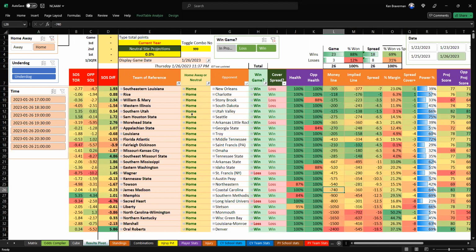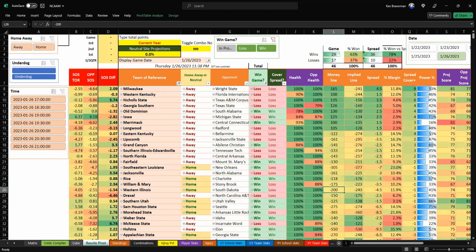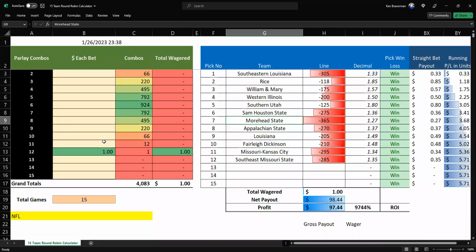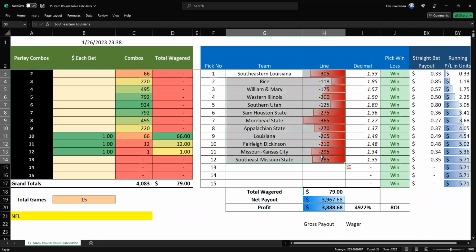All right. So good luck, everybody, and may all of your picks be home team positive value pick line picks that all win, and you end up with $3,000 from 70. I mean, come on, 4,000 bucks. Why didn't I do this today? Guess we'll have to do it tomorrow.